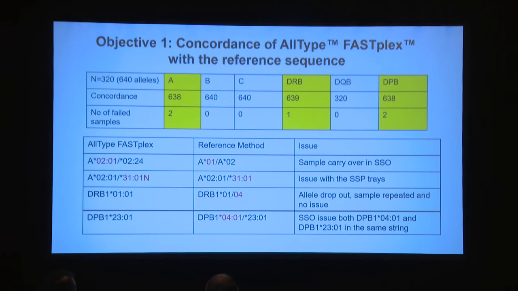The last example here was the DP2301. It was homozygous by FASTplex AllType. With our older method, it was heterozygous 0401 and 2301. When we went back to the string, we found that the actual 0401 was one of the rare alleles, I think it was like 04168 or something like this. And in the same string was the 2301, and the technologist just picked the first one and reported it as this. So we did another corrective report.